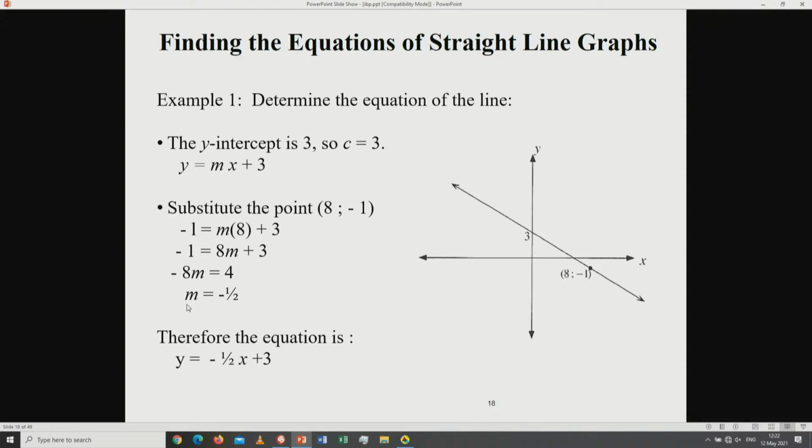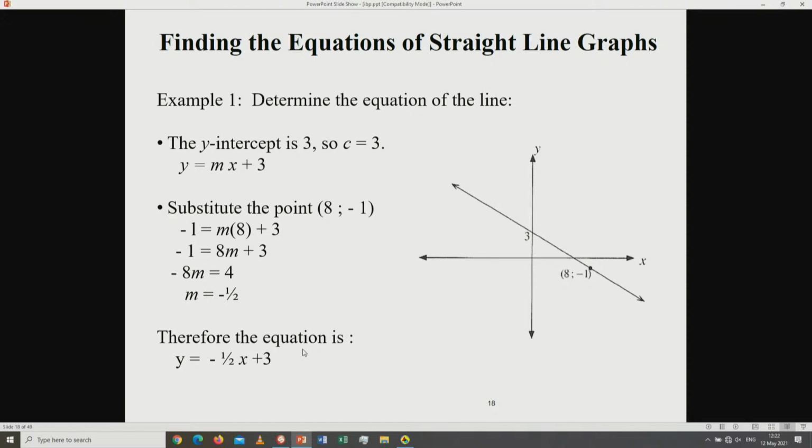Then you divide by 8 on both sides. Then you get -4 divided by 8. It's 1 over 2, which is negative. Therefore, the gradient there is -1/2. Therefore, the equation is y = -1/2 x + 3.